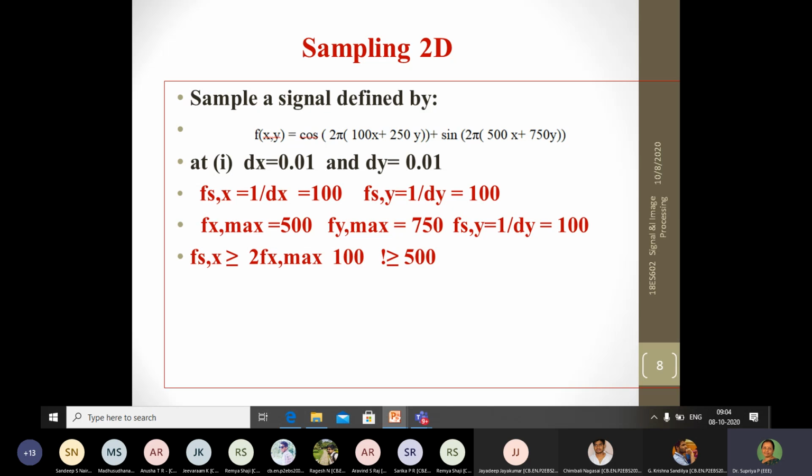The major reason being the value of dx is quite less compared to the previous case, which was 0.001, has now become 0.01. So naturally 100 is not greater than 500, and similarly 100 is also not greater than 750. That is why Nyquist criteria is not satisfied, which means here both fx and fy conditions are not satisfied. We could also have other types of cases where dx and dy may be different values, which is not uniform. Preferably, we prefer dx and dy to have the same values.